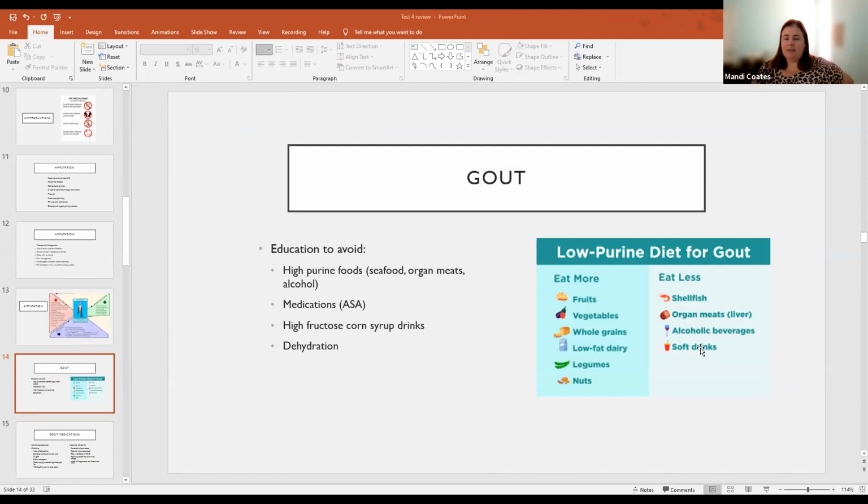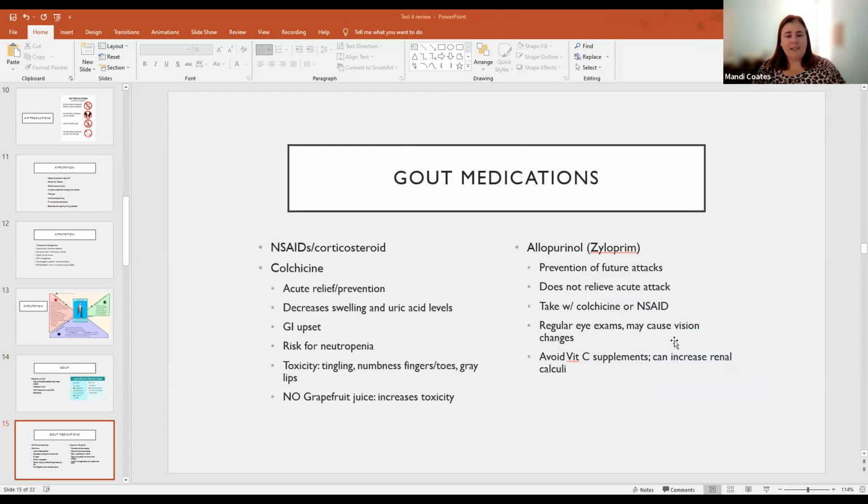Gout, again, there's a few slides in there about gout, but know the tophi, the little nodules that they get under the skin, know what to educate them on diet-wise. And what is gout? It's the elevation of uric acid in the body. So we're going to see an elevated uric acid in our labs. Medications, acutely, we're going to do NSAIDs and steroids, and we're going to do the colchicine. For long-term effect, we're going to do the allopurinol.